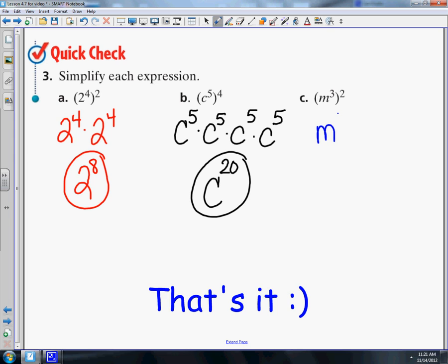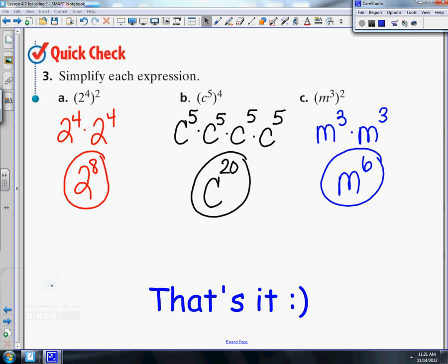M to the 3rd squared. So m to the 3rd times m to the 3rd is m to the 6th. And that's it for your notes, just those two main key concepts.